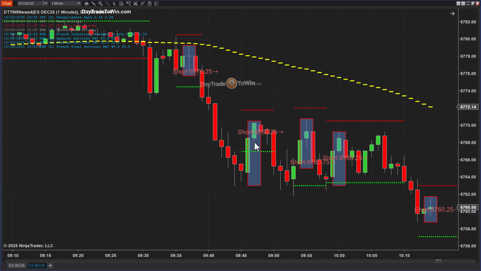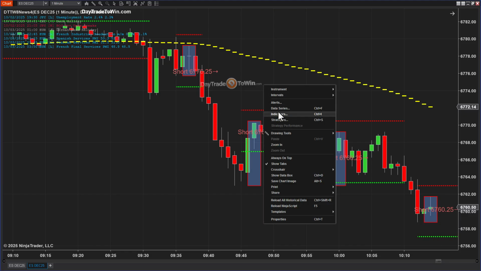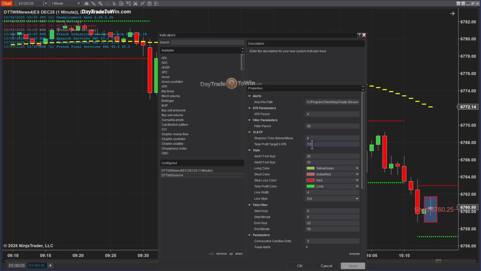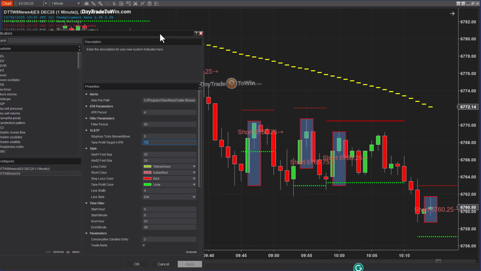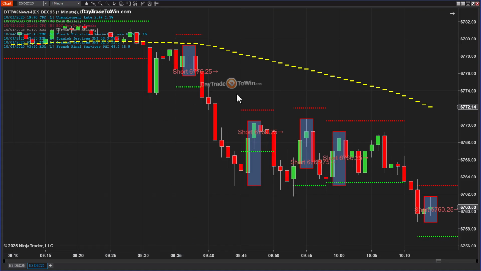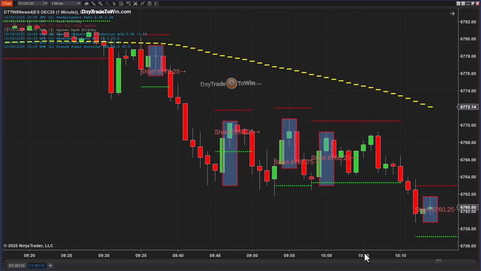So does it look the same as your chart? Same trades. The settings. Let's take a look at the settings here. Settings are 1.5 times the ATR. So just remember, that's really the one thing that you have to focus on, 1.5 times the ATR for your profit target. If that's what it looks like in your chart, then we have the same signals.